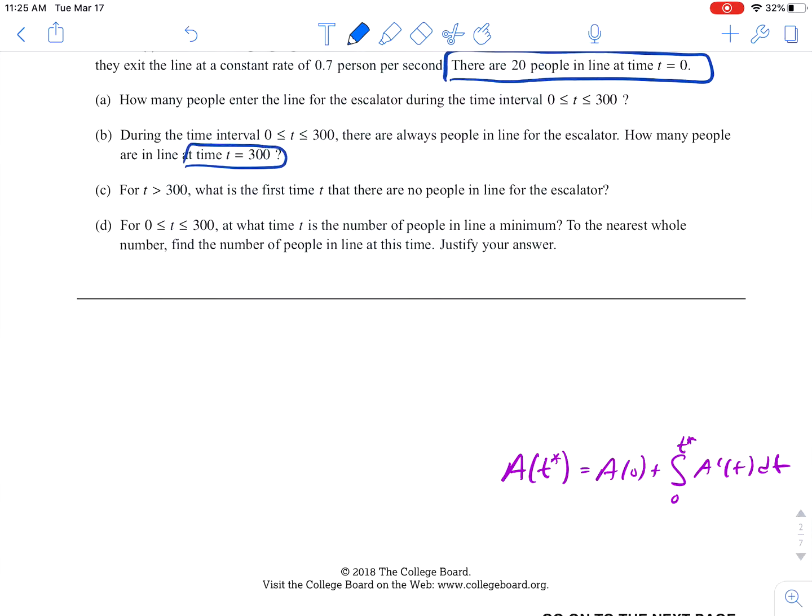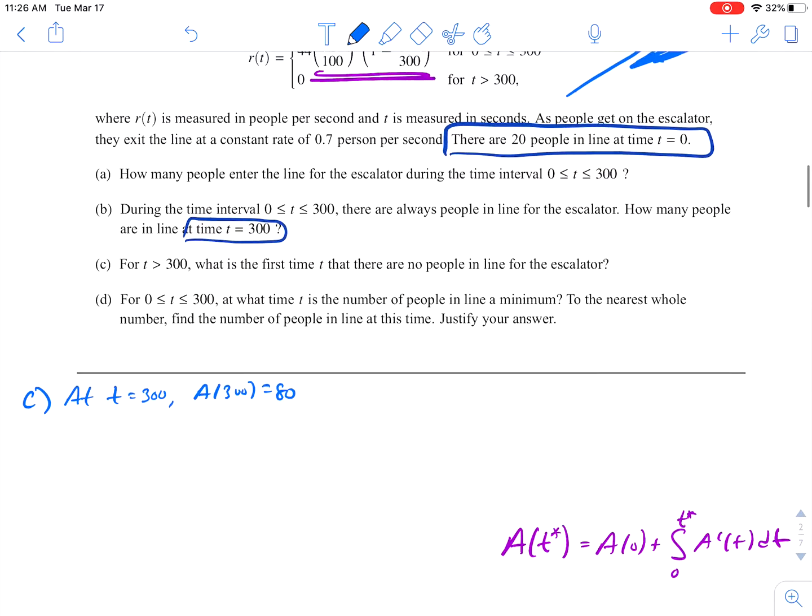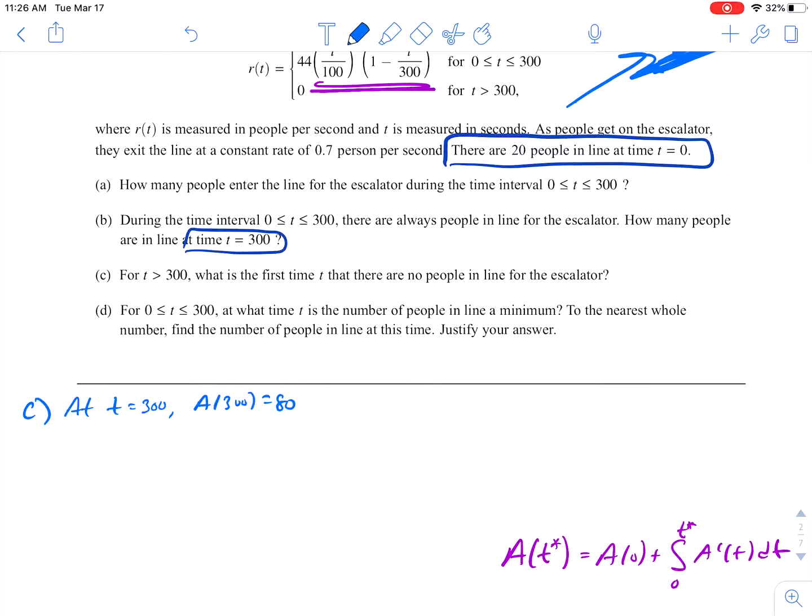All right, let's take a look at part C. For time greater than 300, what is the first time t that there are no people in line for the escalator? Okay, so what do we know? Well, from part B, we saw that at time 300, the amount of people was 80.